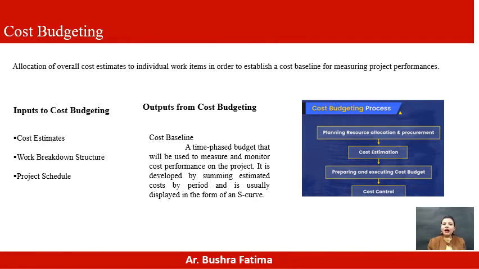So it is an allocation of cost estimates to individual work items in order to establish a cost baseline for measuring project performance. It covers planning resource allocation and procurement, cost estimation, preparing an execution cost budget, and cost control. So there are some inputs and some outputs for cost budgeting. As I said, the inputs are the cost estimate, work breakdown structure, and project schedule.